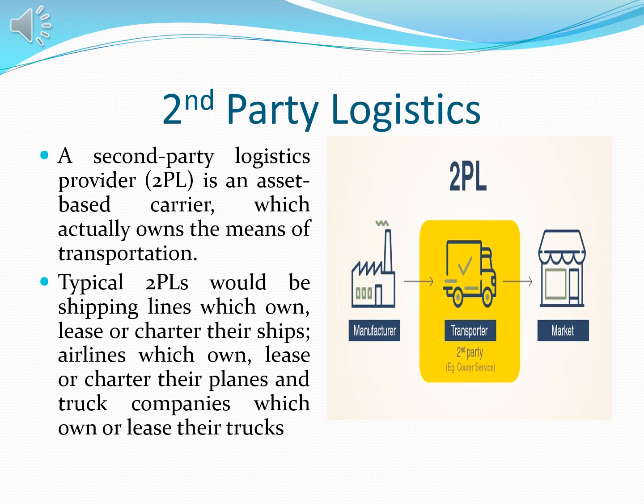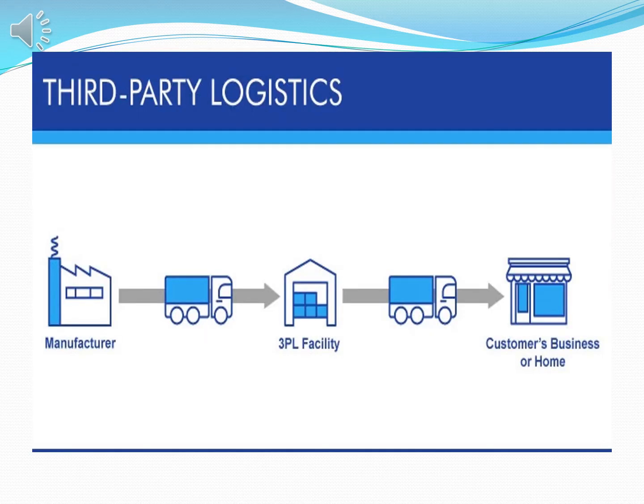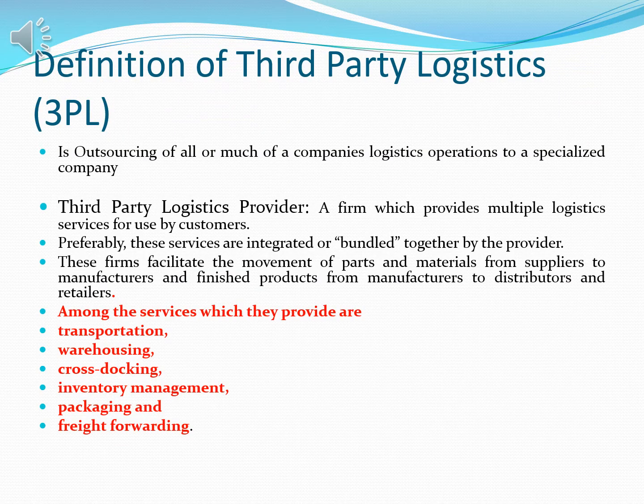Now we will talk about third-party logistics, where goods go from manufacturer, to transportation, then to warehousing or third-party facilities, and then transportation again to reach the customer's business or home. So this is the addition of things beyond just transportation. After seeing the picture for third-party logistics, let's have the definition.